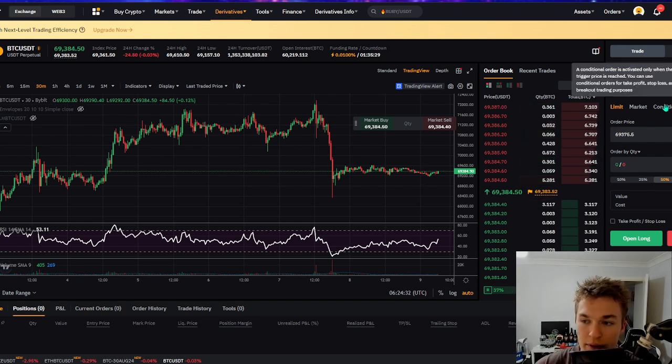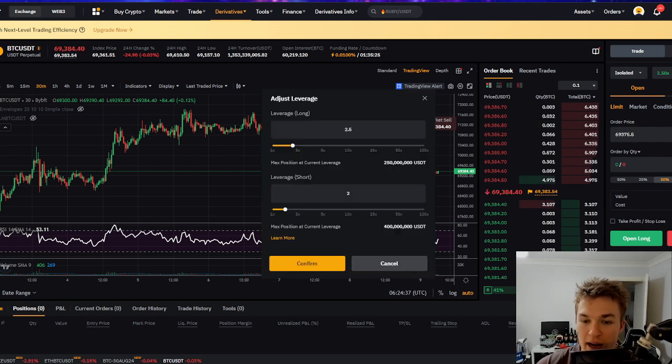And the other thing you can do with derivatives, because you're obviously not actually buying the asset necessarily, you can use leverage. Now, I wouldn't recommend leverage, particularly if you're new to the crypto market.